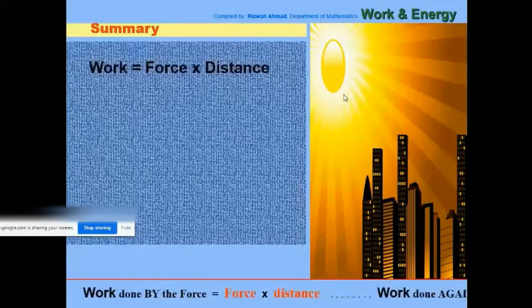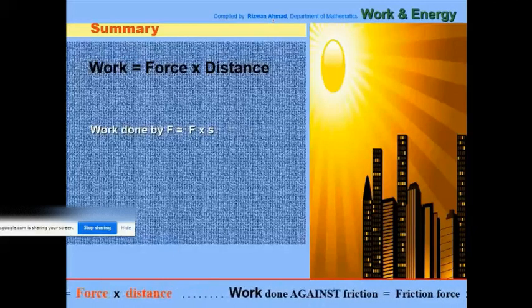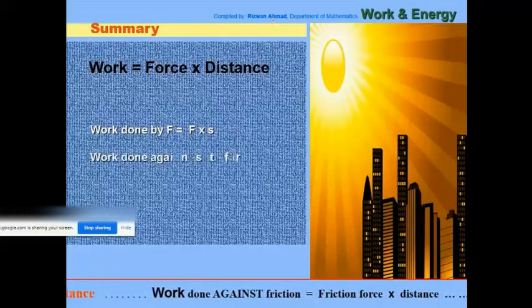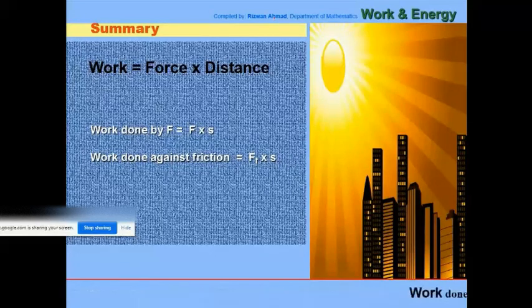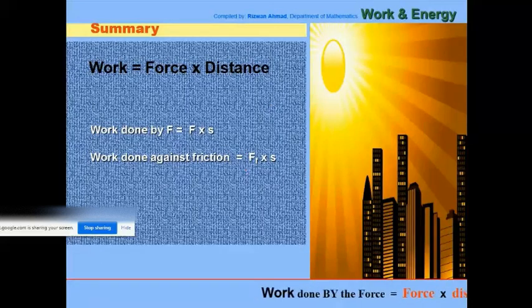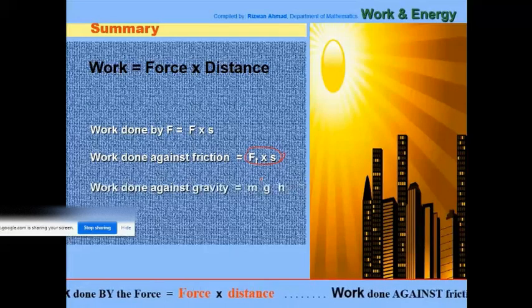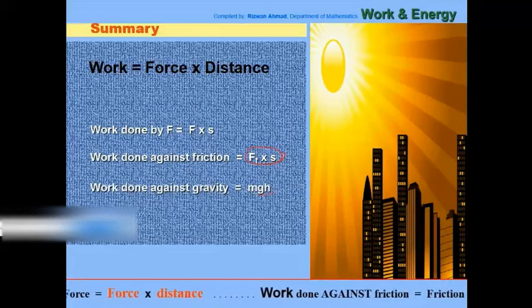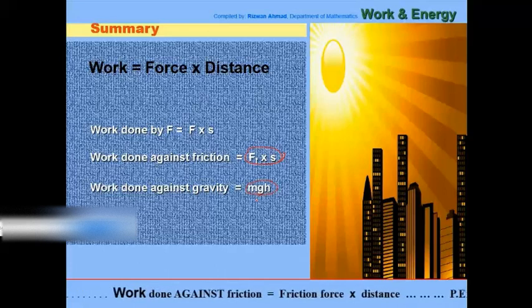Okay, so last time we did that work is equal to force times distance. Work is F times S, where F is the force and S is the distance moved in the direction of the force or opposite to the direction of the force. So work done against the friction is force of friction times S, right? And work done against gravity is mgh. Like we are going upwards, so that is the work done against gravity.